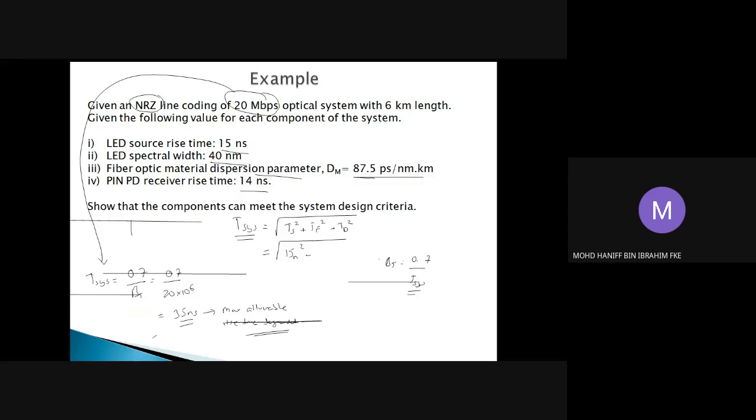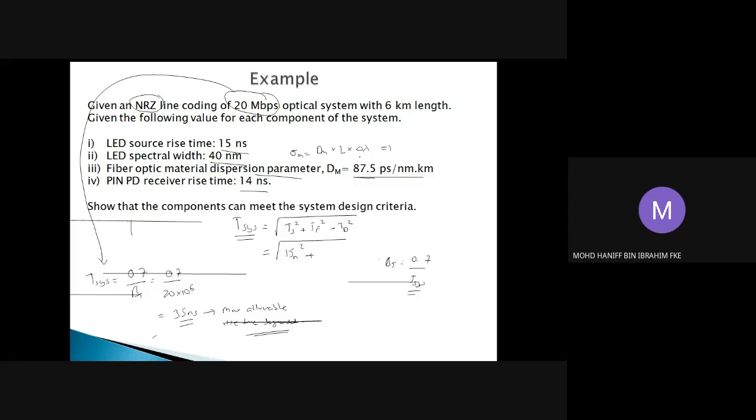Okay, never mind. So we add this with the fiber optics rise time. For the fiber optic rise time, we need to be based on this. And from what we have learned in chapter 4, we can calculate the material dispersion by using the equation delta M equals DM, which is the dispersion parameter, multiplied with the length, multiplied with the spectral width of delta lambda.